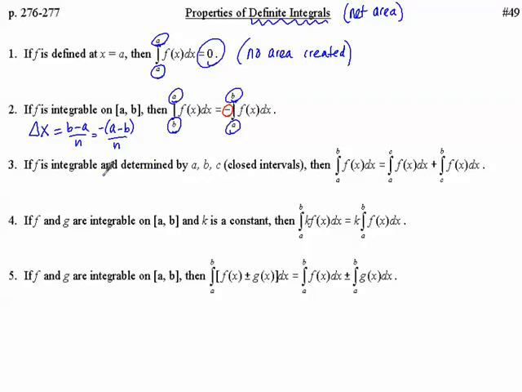Third property: f is integrable and determined by a, b, and c on closed intervals. Then what does this mean? The definite integral from a to b equals these two integrals added up, a to c plus c to b. Why is that the case? Let's look at the picture.